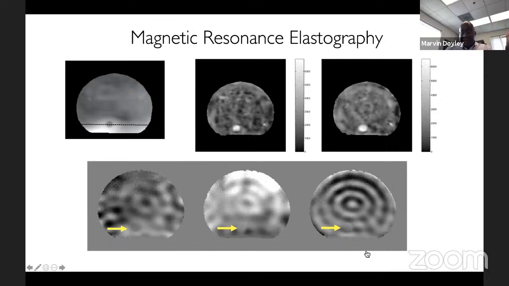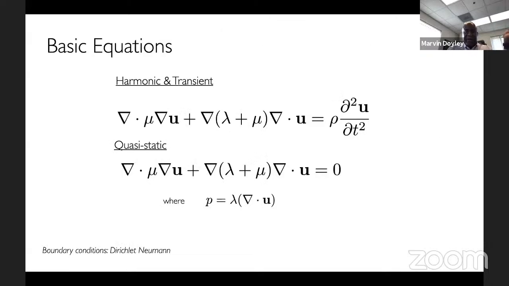But MR doesn't have those issues, so MR is very good. And again, we use a similar algorithm to the one we used in the previous case, and you can clearly see the inclusion lighting up there. Okay, so we can do it with ultrasound, we can do it with MR.